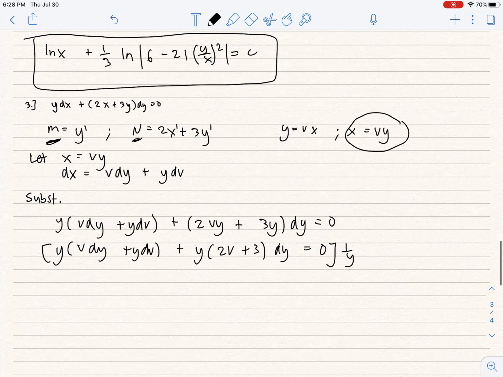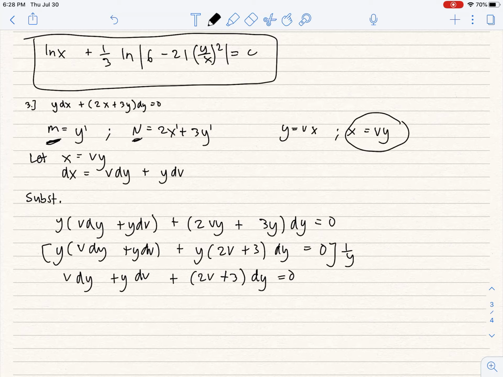So this is just v dy plus y dv. We can have no parenthesis here because nothing is multiplied, right? So this one plus 2v plus 3 dy. So do not remove the parenthesis, the open and close here, because dy will be multiplied. Okay? Is equal to 0.